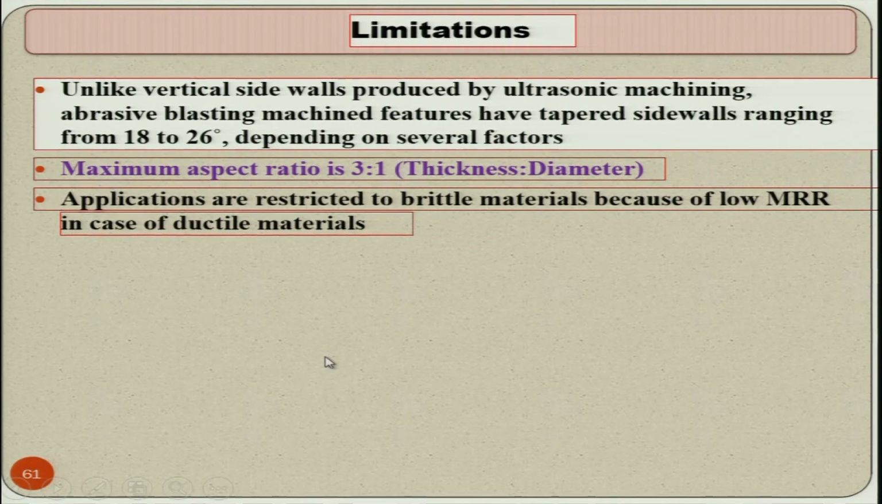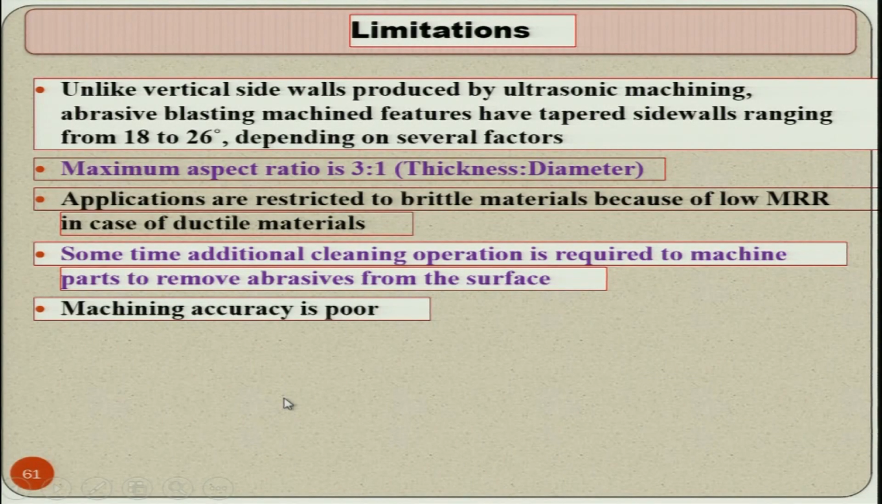Definitely in the case of ductile material you are going to get very small MRR, because abrasive particles themselves may get embedded into the ductile material, and when you are forcing other abrasive particles, they may be breaking the embedded abrasive particles, and definitely your material removal rate from the workpiece is going to be low.